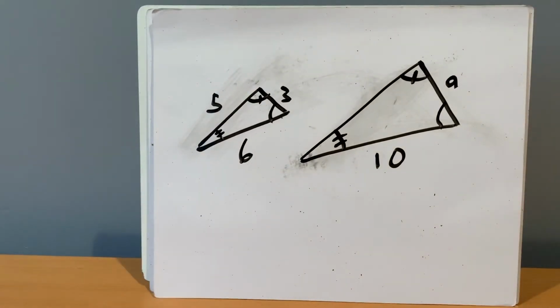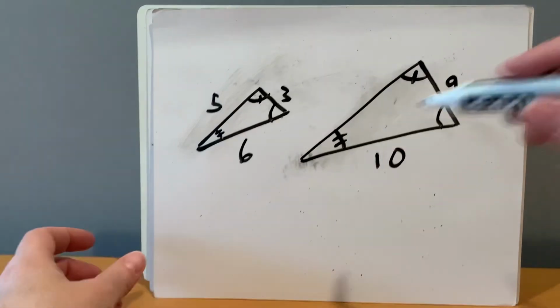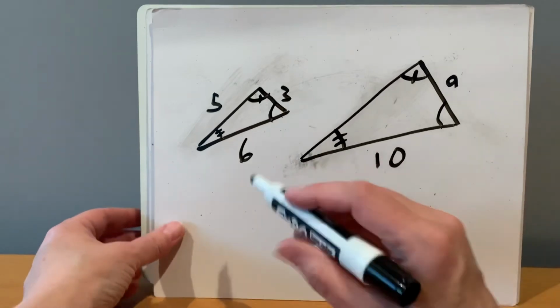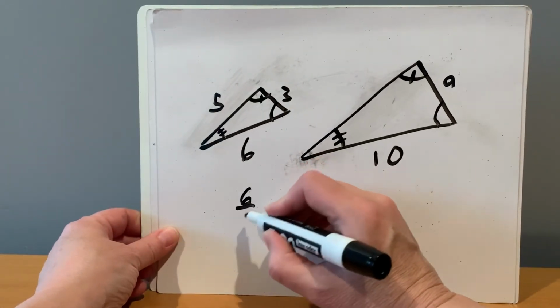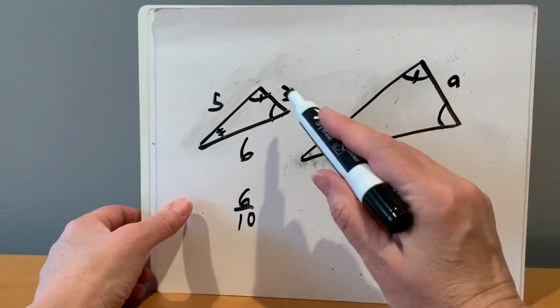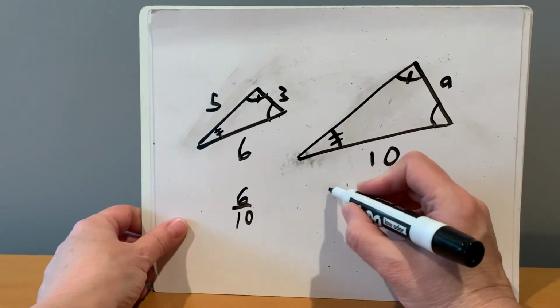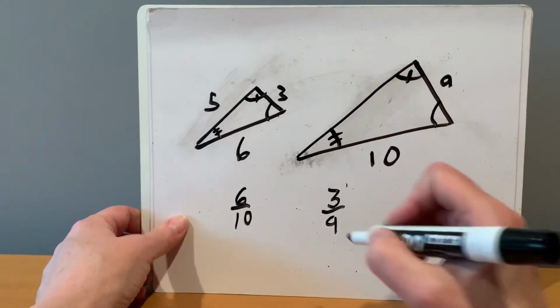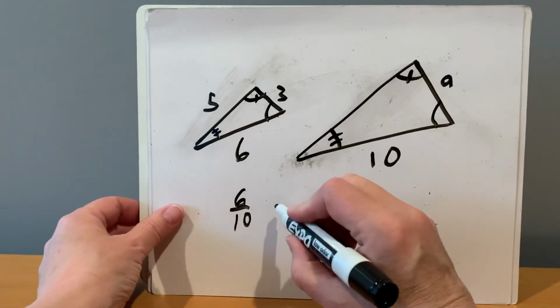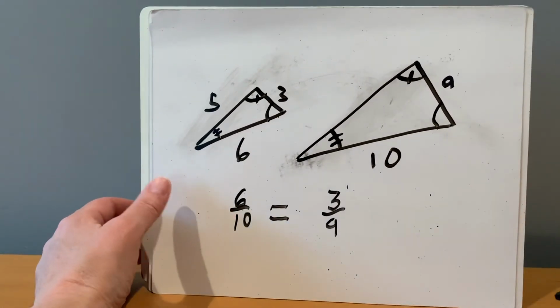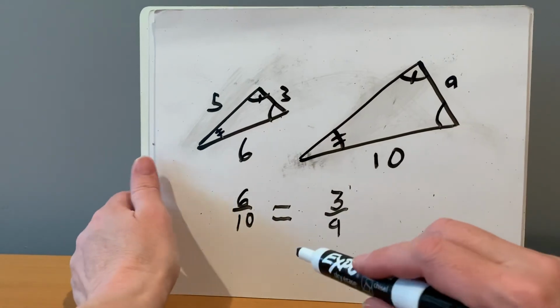So knowing this, let's look at these two triangles. We can find the length of side A because we see that these triangles are similar. So we take what we know and write proportions: we have the proportion 6 over 10, and we would have the proportion 3 over A. Now, because these are similar triangles, these are equal. All proportions in similar triangles are equal.